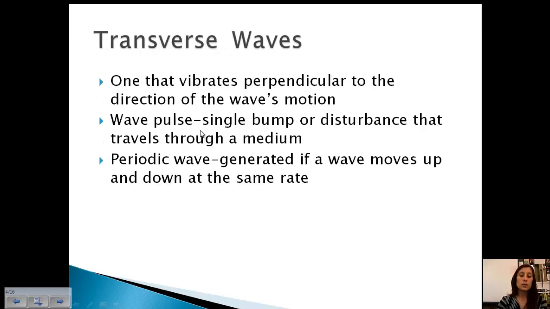So let's talk about transverse waves. These are ones that vibrate perpendicular to the direction of the wave's motion. So if the wave is moving this direction, the waves are vibrating this direction. A wave pulse is a single bump or disturbance that travels through a medium. So for example, let's say you had this lake that was very calm and looked like glass, and you stuck your finger on it. Now you would cause this ripple effect. So that would be a wave pulse.